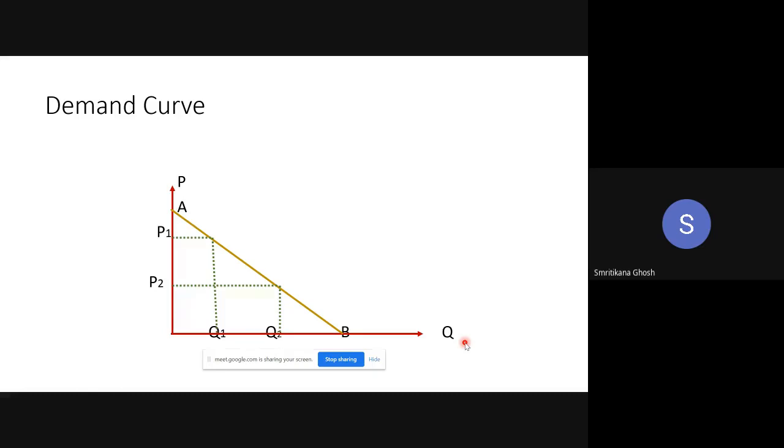Why? Because there is the Walrasian approach and there is the Marshallian approach. We will explain. This is based on the Walrasian approach. We will explain that part, why that apparently controversial diagram is there.